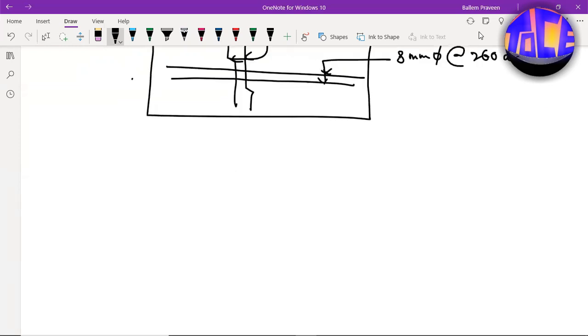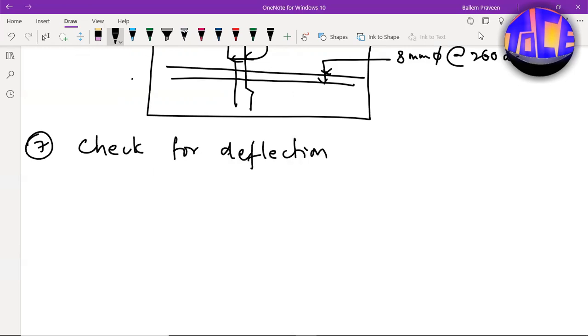One more thing is left, that is you have to check for the deflection. You have to check for the shear also, but mostly a slab will be safe against shear, so sometimes you can skip that, but the check for deflection is very important. So let us check for the deflection control.